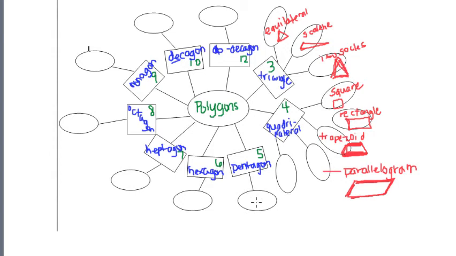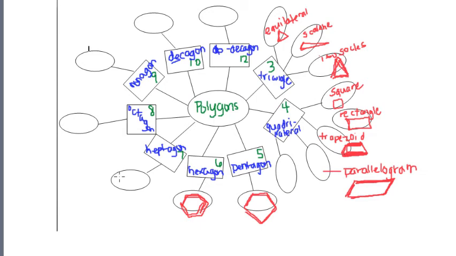Okay, pentagon, 5 sides. So 1, 2, 3, 4, 5. Okay, now I want to make a point. These do not have to look like this every time. If it has 5 sides, it's a pentagon. Okay, 6 sides. This is what a regular hexagon looks like. Whoa, these were like the yellow ones back in the kindergarten days. 6 sides, and regular means all sides are equal.